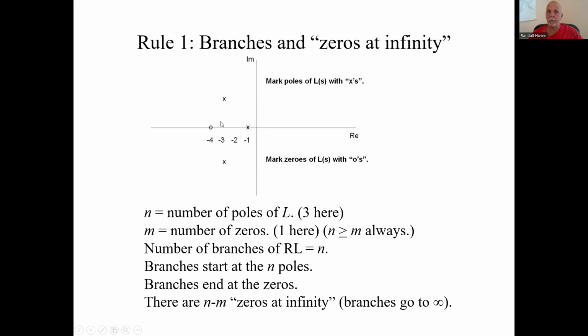Where would they end up? Well, they'll end up at the zeros. But if you have more poles than zeros, we call the other zeros zeros at infinity. So they'll go off the chart somewhere. In this case, the other two branches.